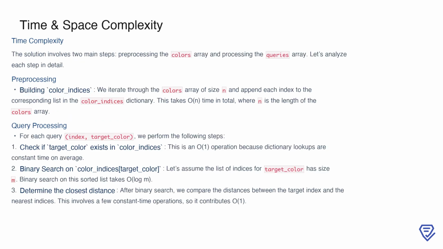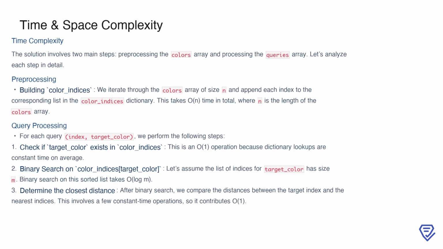To analyze the time complexity of this solution, we break it into two main steps: pre-processing the colors array and processing the queries array. During pre-processing, we construct the color_indices dictionary. This involves iterating once through the colors array, which has a size of n. Each index in the array is appended to the list corresponding to its color in the dictionary. Since we process each index exactly once, this step takes O(n) time.